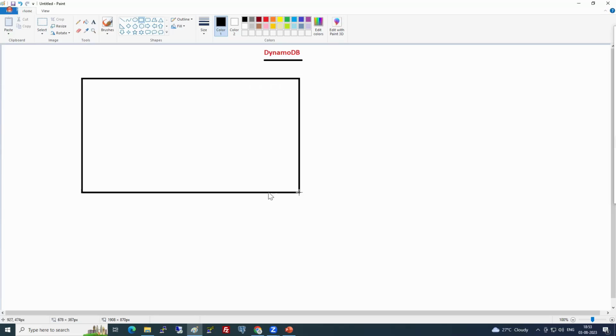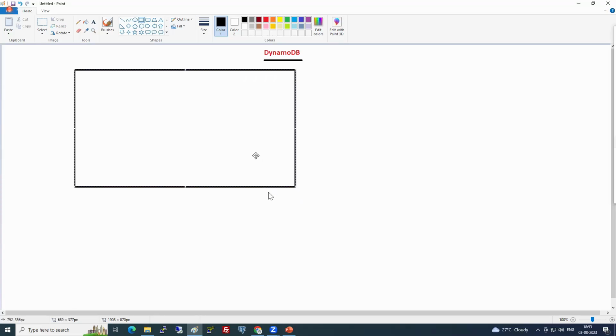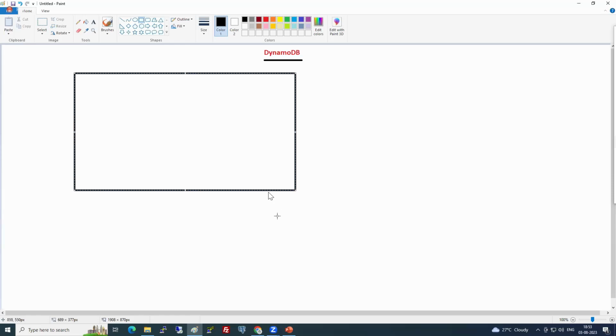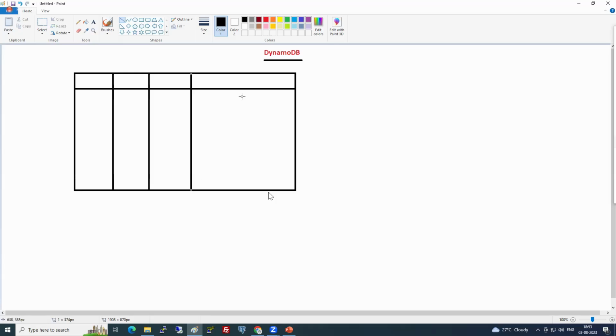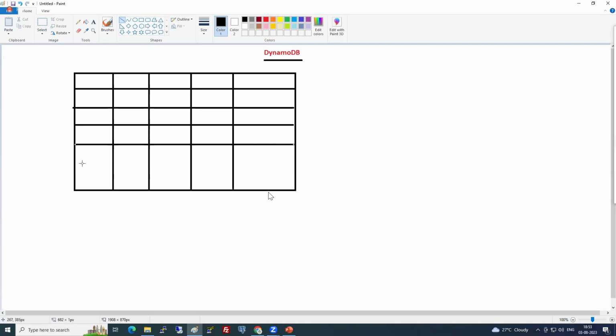Okay. So this is the table, guys. And the table contains columns and rows. If you don't know what a table is, just imagine your Excel sheet. An Excel sheet also contains a collection of columns and rows.